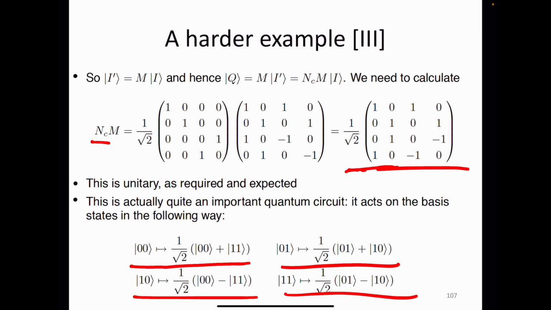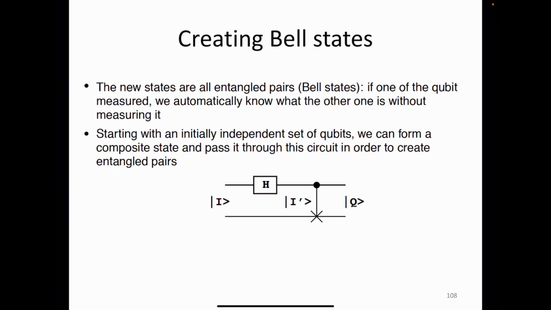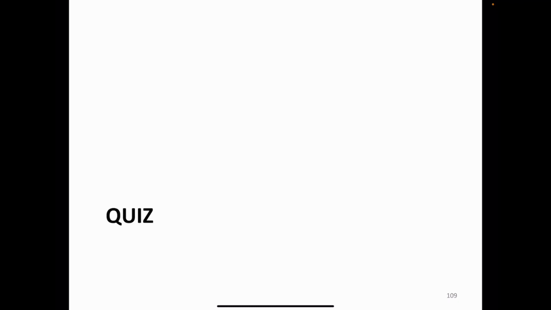For all of these, one fact is true. None of these can be deconstructed into single qubit states, and none of these can be constructed from single qubit states by taking a tensor product between these single qubit states. These are also known as maximally entangled states or Bell states. So if one qubit is measured, we automatically know what the other one is without measuring it. That's very important. That's not always the case. For states that are not entangled, this is not true.